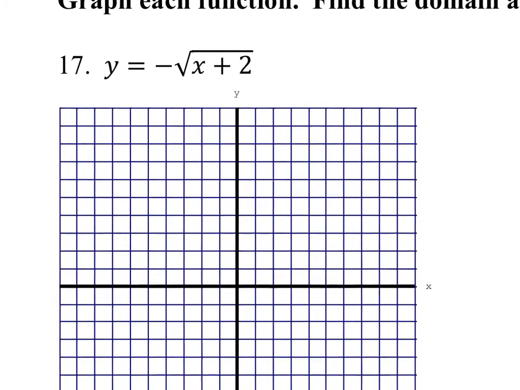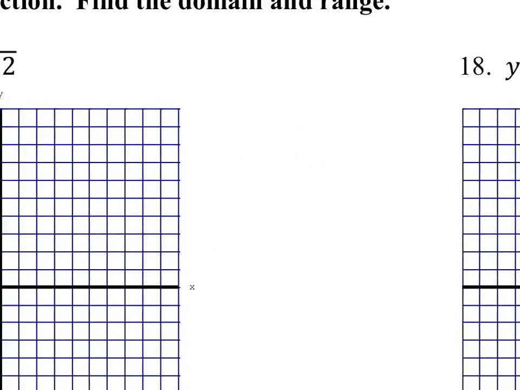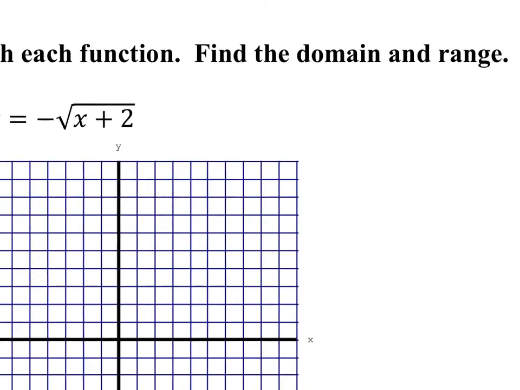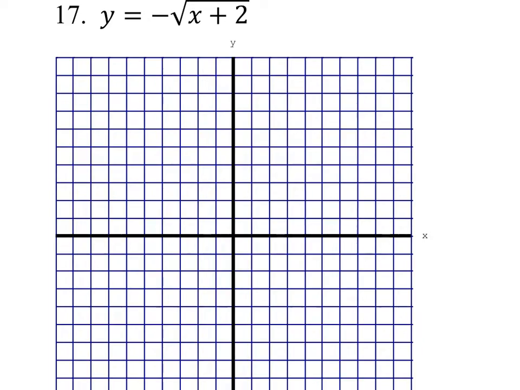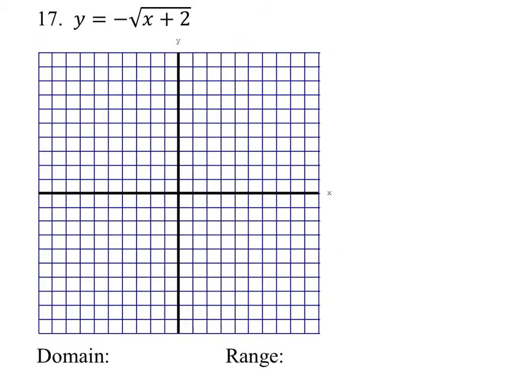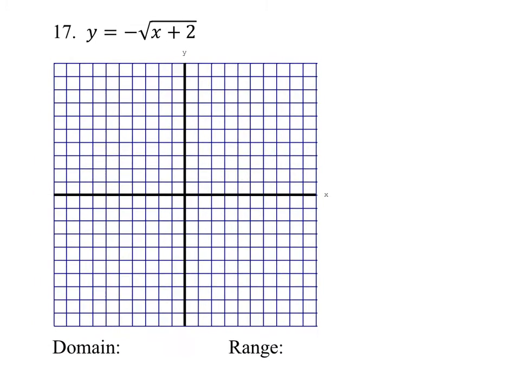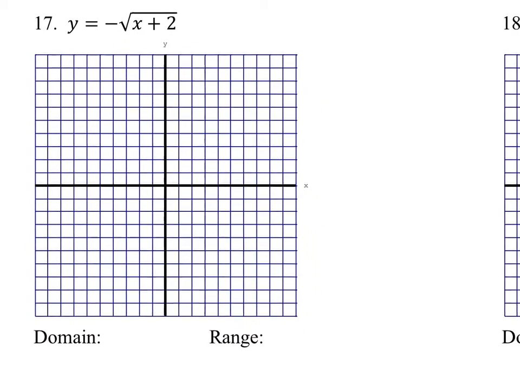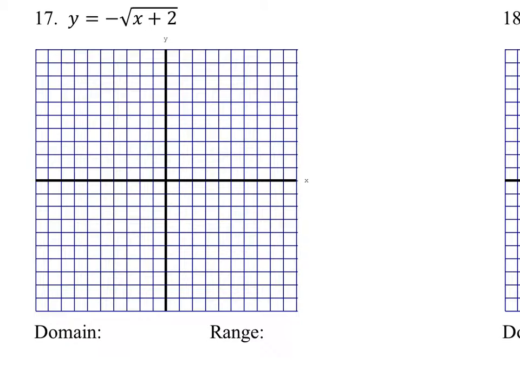17 and 18, we're graphing square root functions and finding the domain and the range. See if I can get my screen where I want it to be here. You've got the domain and range there at the bottom. I want a little more room there. Okay. So in this case, what we would really be looking at is our x values and then the negative square root of x.